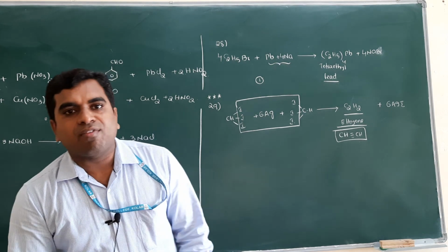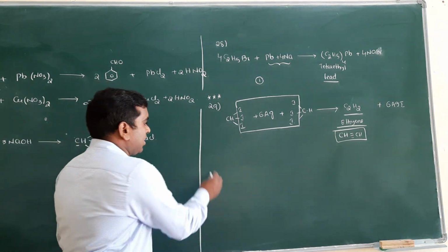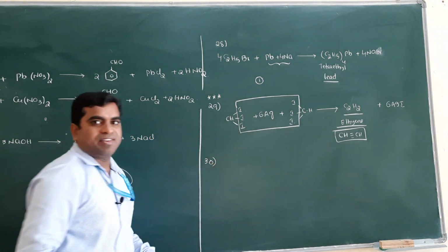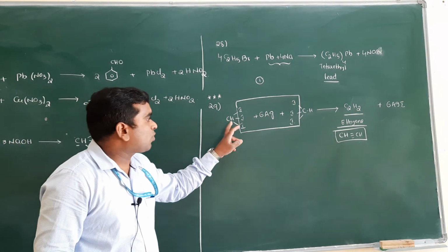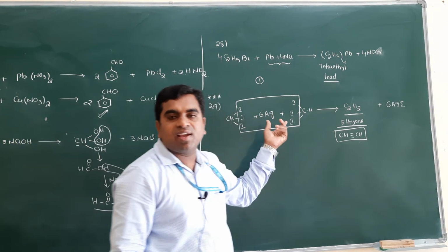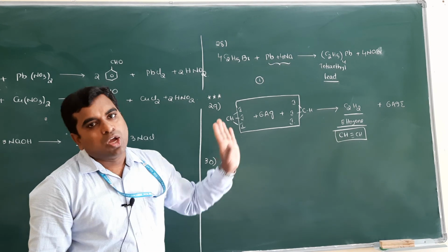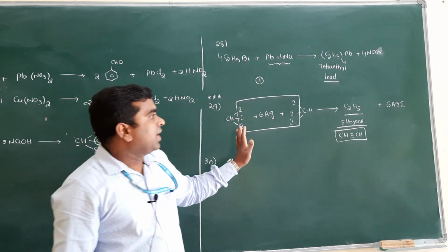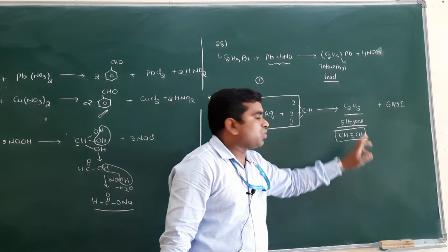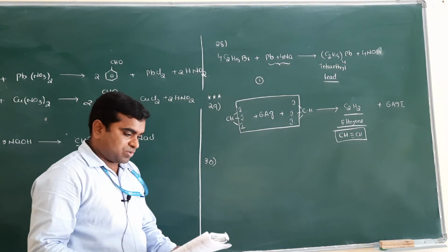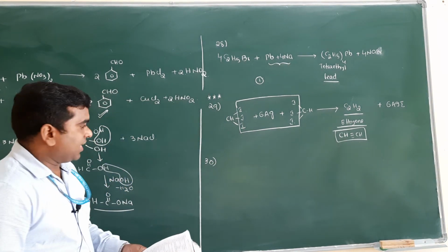Remember always, whenever iodoform is reacted with silver, how many moles will react with the silver here? 2 moles of iodoform react, and it gives the product, which one here? Ethyne. Clear? Next one. Coming to question number 30.